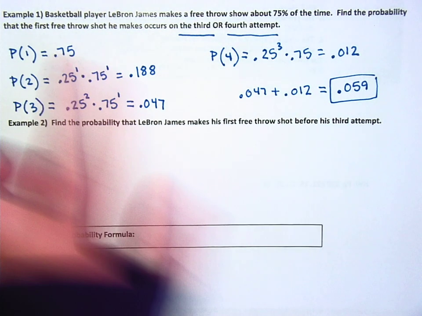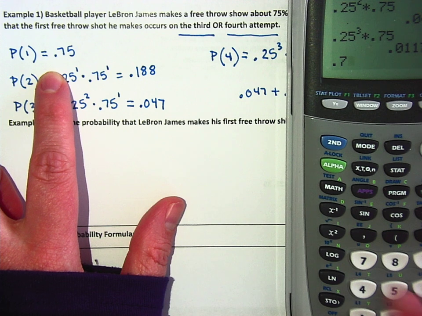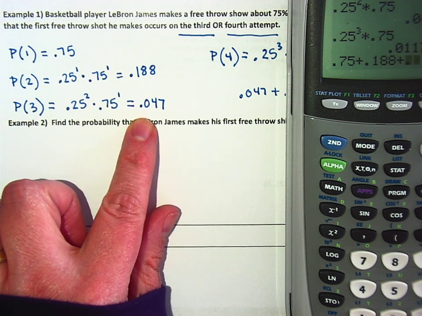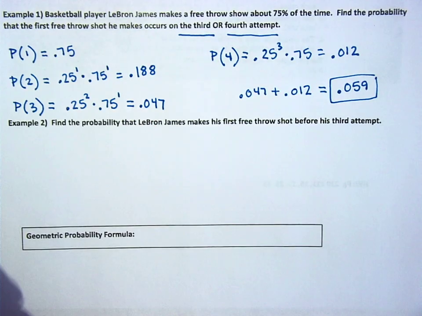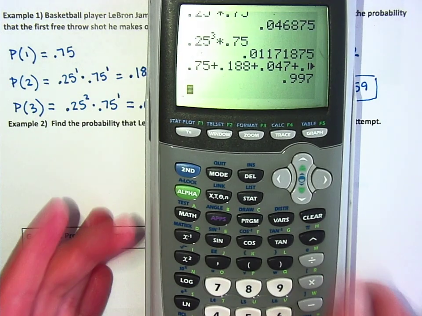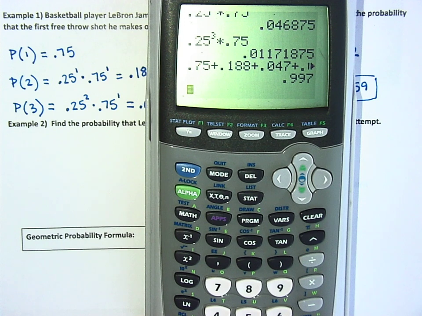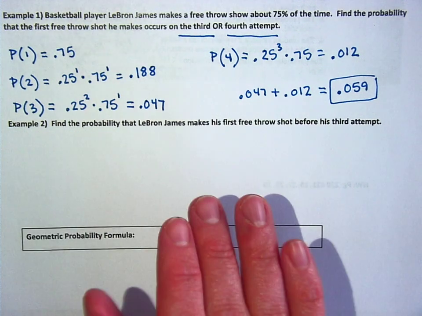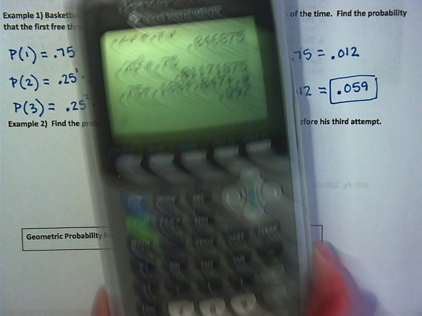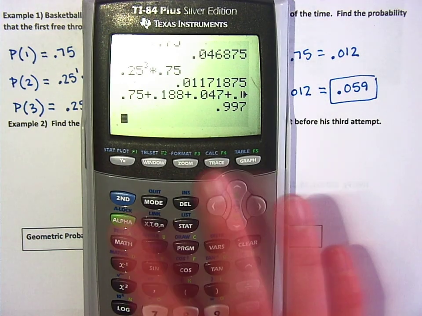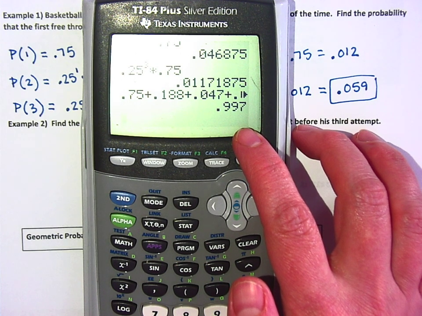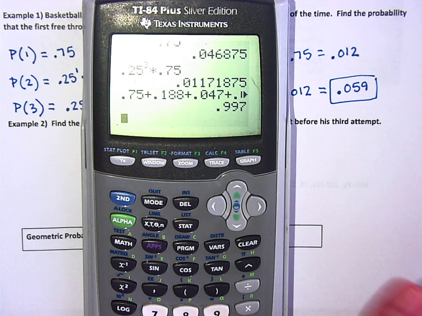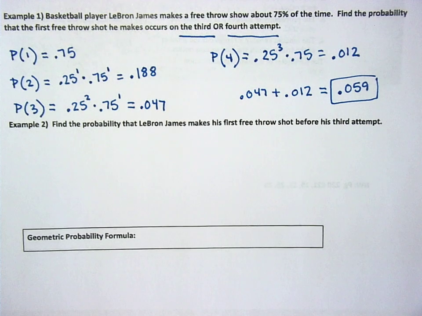Now we're going to try to add up these probabilities so far. Take your calculator out, put in 0.75 plus 0.188 plus 0.047 plus 0.012. Why doesn't this add up to 1? Because that's not the only place he could have missed. It's very unlikely that LeBron James would miss 4 shots in a row with a 75% average, and make the 5th. But is it possible? Yes. The chance that he would get his first free throw correctly on one of his first 4 tries is 0.997. So there's a 0.3% chance that he wouldn't make one of the first 4. But it's possible. It could possibly be his 10th.